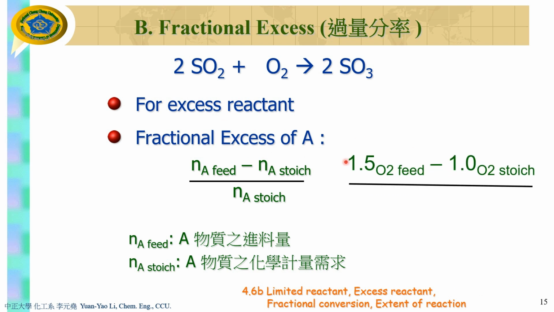So if I have 1.5 oxygen fed minus 1.0 oxygen stoichiometric, divided by 1.0 oxygen stoichiometric, what will the fractional excess be? The fractional excess will be 50%. Piece of cake.